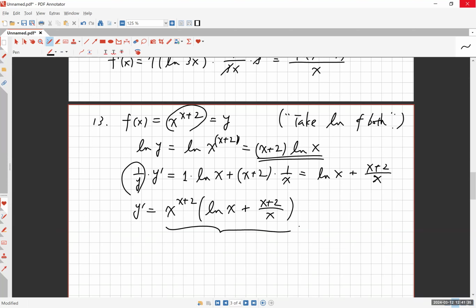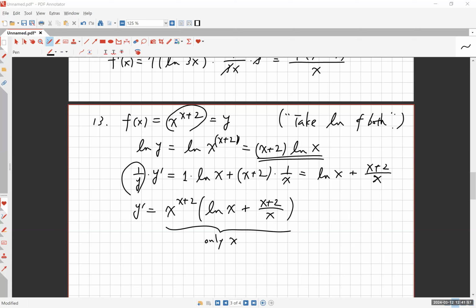Now here, when you do logarithmic differentiation, typically you only see x on the right-hand side, and you should, right? Because the right-hand side should not depend on y. Sometimes in implicit differentiation, you will see y, but not in this case. So that's what you will have.